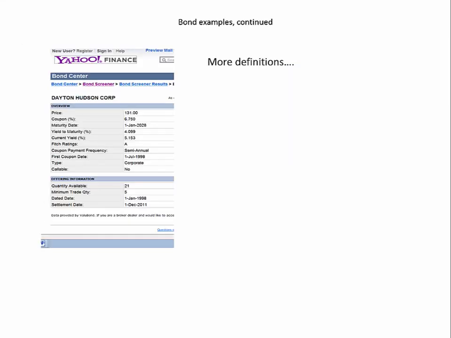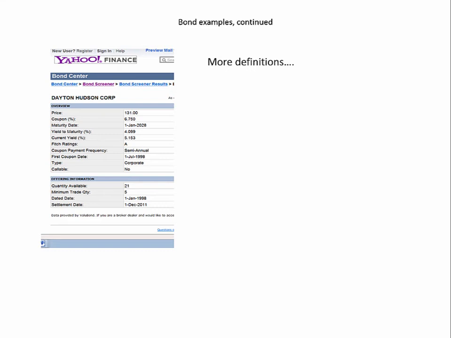Now let's look at Dayton Hudson Corporation in a little bit more detail. Basically, if you click on the link on the previous screen, you get this little pop-up for the bond you clicked on. The first six of those we talked about already, from the price through the Fitch rating. Directly below the Fitch rating, it says coupon payment frequency, and that's where it tells us the bonds pay interest semi-annually. Below that, the first coupon date, 1 July 1998.